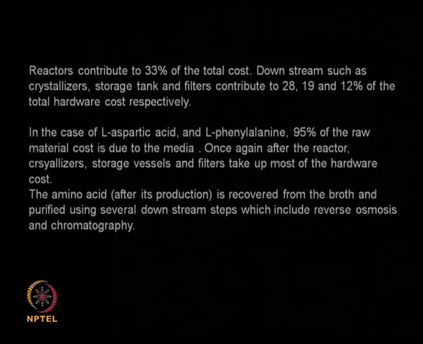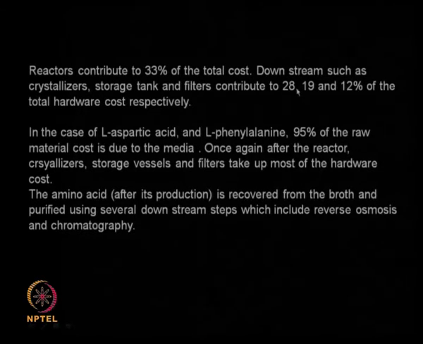If you look at the hardware side, we looked at the chemical cost. Now, let us look at the hardware side. Reactors contribute 33% of the total cost, and if you look at the downstream side, the remaining 67%. Crystallizers, 28% of the hardware cost is because of crystallizers, 19% is because of storage tanks, and 12% because of the filters.